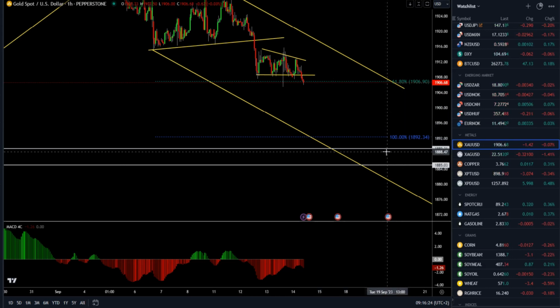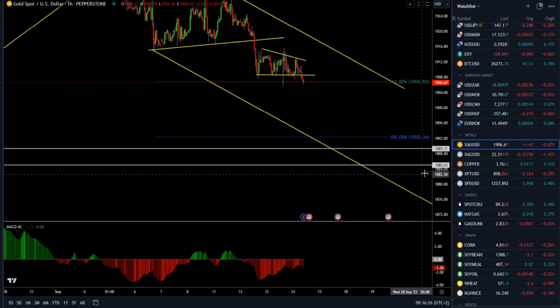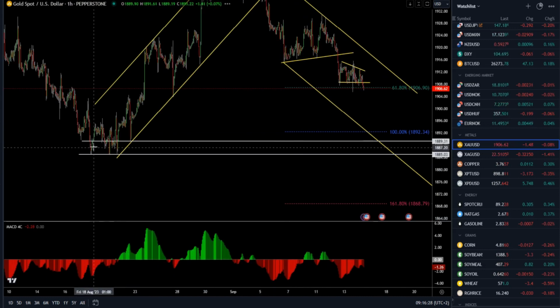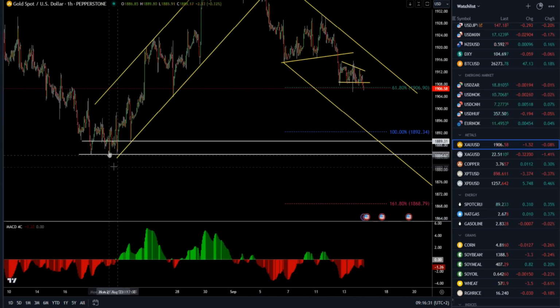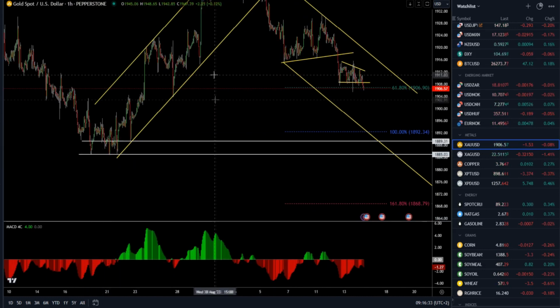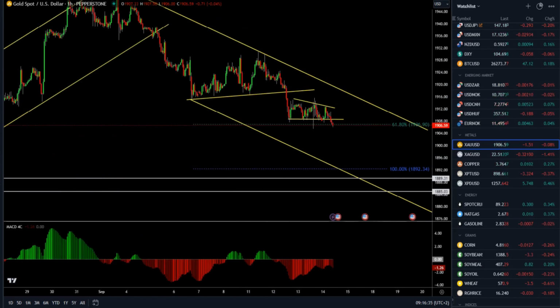We also have the 1885 mark, which is a very important area. Swing lows, a cluster of swing lows from this point here. So the most likely scenario is for this to develop further to the downside.